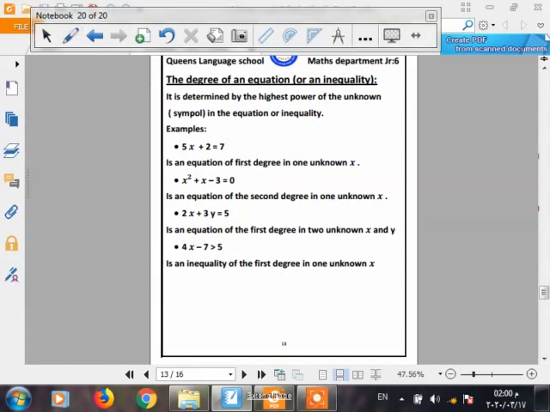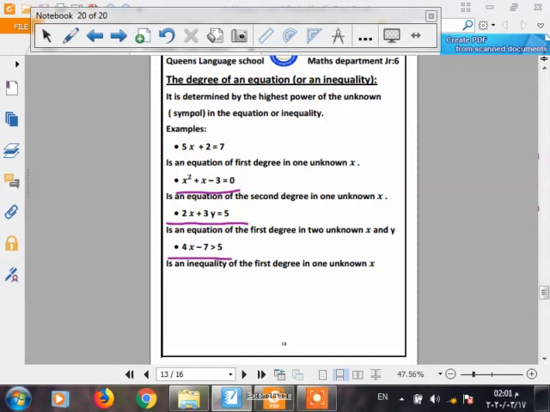Next equation, x to the power 2 plus x minus 3. Here x has power 2 and x has power 1. Which is greatest, 2 or 1? Of course 2, so it's an equation of second degree. How many unknowns here? Only one unknown, x. Next one, 2x plus 3y equals 5. x has power 1, y has power 1. So the degree of this equation is 1. How many unknowns? I have 2 unknowns, x and y.